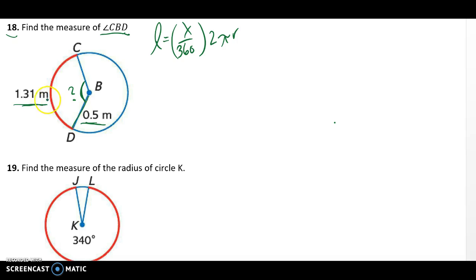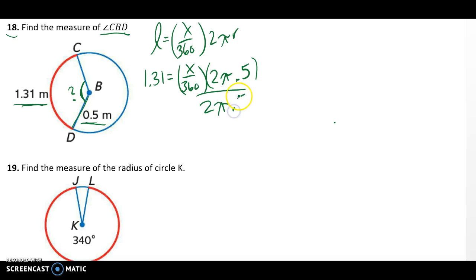Okay, and now we can plug in 1.31 for the length, plug in 0.5 for the radius, and we can solve for x, which is this angle right here. Alright, so doing that, 1.31 equals, we still got this x over 360, and then 2 pi 0.5. Right? So we got to solve for x. So we need to get it by itself, right? It's being multiplied by all this stuff, so we can divide by all that stuff on both sides.